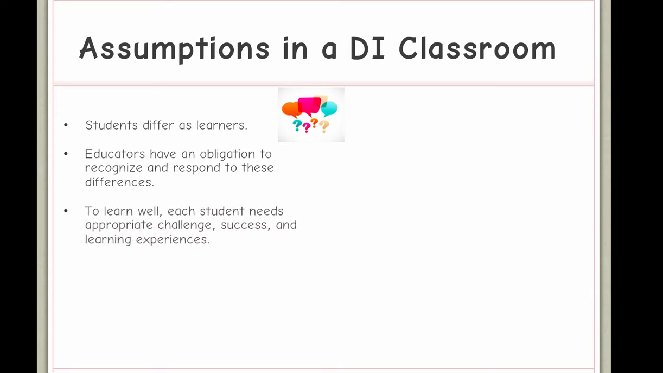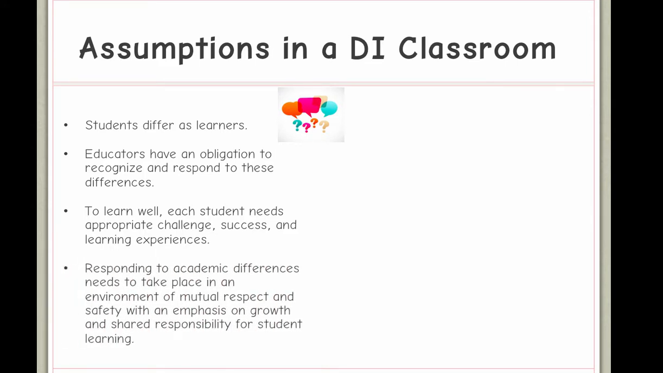Another assumption is, in order to learn well, each student needs appropriate challenge, success, and learning experiences. That makes sense. I want to emphasize here the challenge. Differentiation is not about making it easier for students. We're not trying to make it simpler. We're trying to keep the challenge, but an appropriate challenge where a student can succeed.